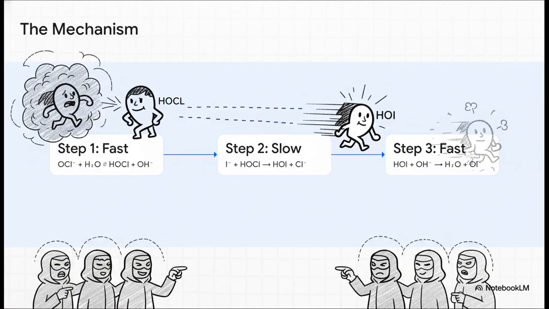A couple of new characters just showed up, HOCl and HOI. See how they're made in one step, and then poof, they're used up in the next? They're totally crucial to the whole thing, but they never make it to the final curtain call. These are our secret accomplices.